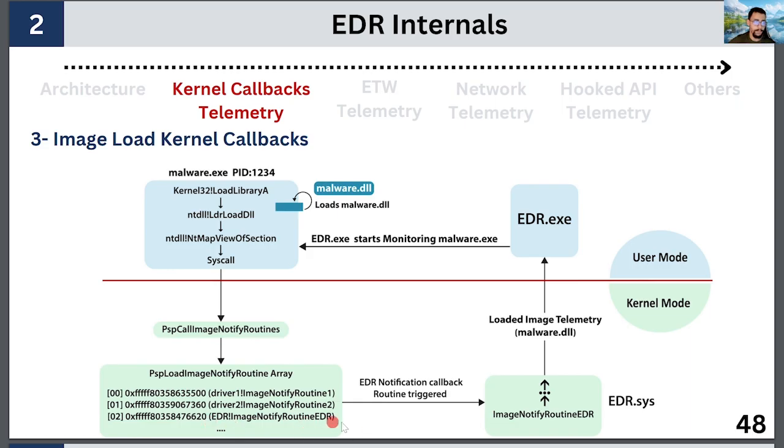This callback routine collects the telemetry: the process ID of the process loading the image, the image file path for malware.dll, and the base address, the memory location where the DLL is mapped. Then the collected telemetry is sent to the EDR driver itself, and forwarded to EDR.exe, the user mode process, or written to an ETW session that EDR.exe is consuming from.